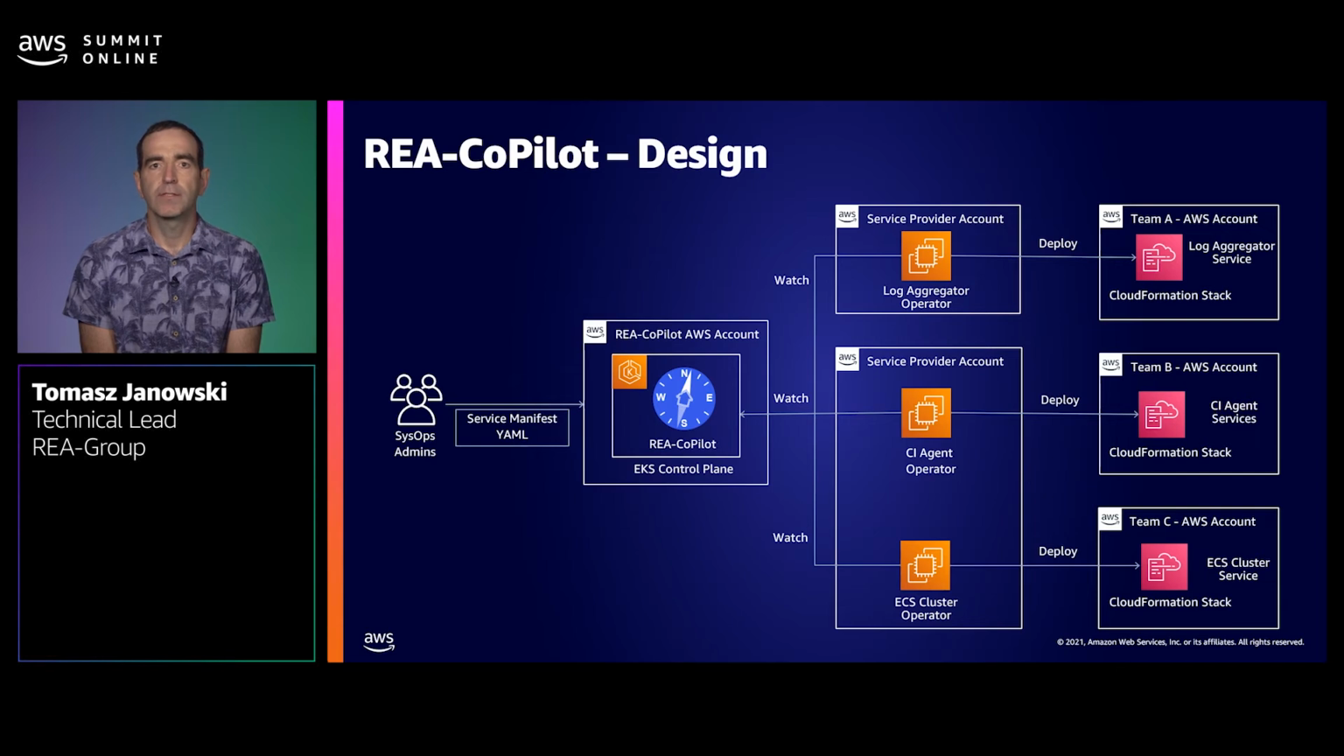REA SysOps admins occasionally receive requests from a product team to deploy a new CI agent or to configure log aggregating infrastructure. They also perform tasks such as setting up access to the AWS console or creating a new VPC. In order to complete any of those tasks, a SysOps admin creates a CoPilot YAML file that contains the configuration of the service, such as account number, region, and any specific details depending on the service itself.